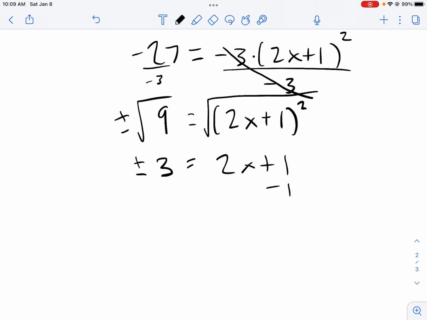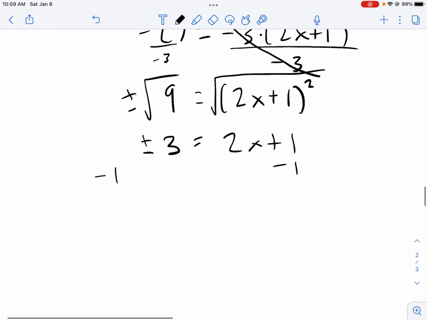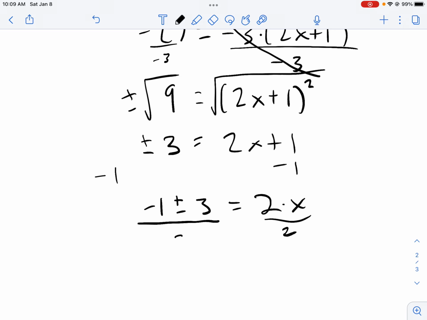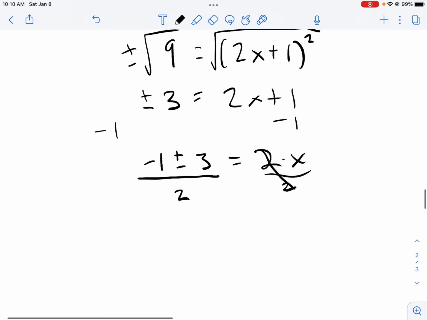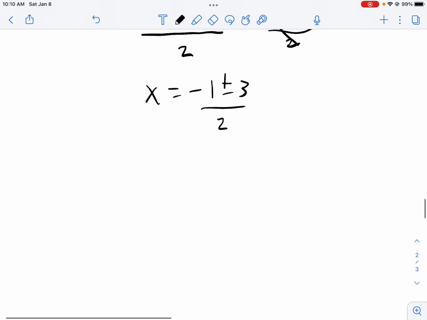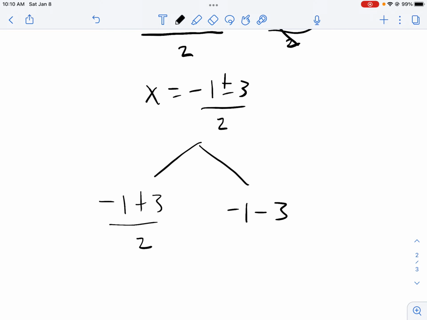So we subtract 1 to both sides. Alright, so we get negative 1 plus or minus 3 equals 2x. The 2 is being multiplied to x, so we divide by 2. What we do to one side, we do to the other. It gets divided to everything there. So our x is negative 1 plus or minus 3 all over 2. Now you have your two cases, right? We have case 1 where it's negative 1 plus 3 all over 2. Negative 1 minus 3 all over 2.